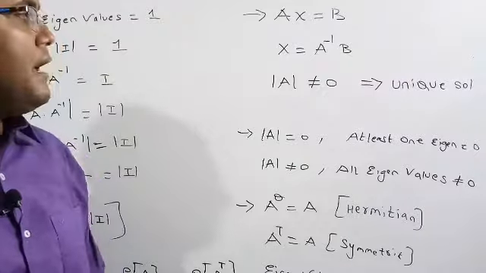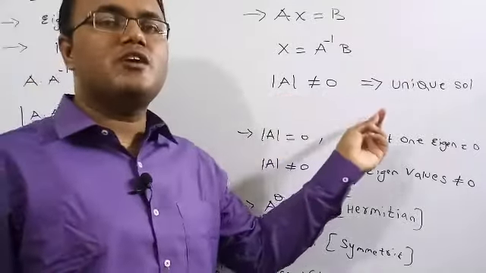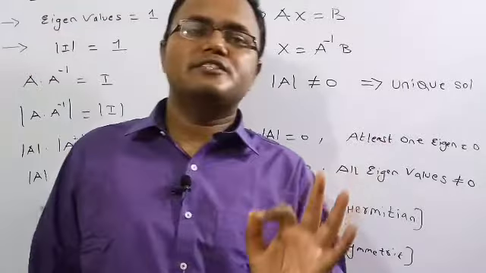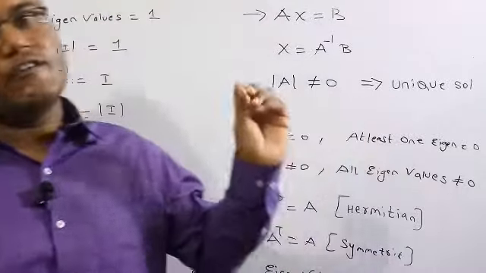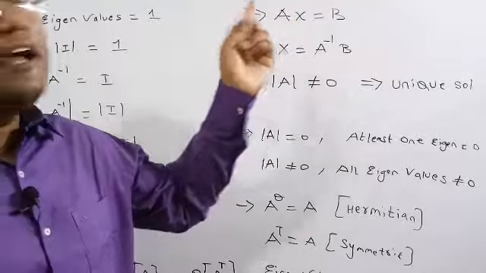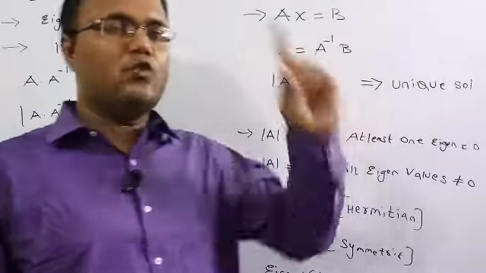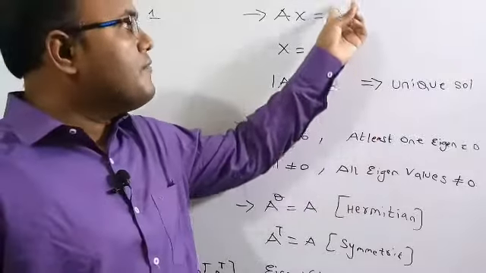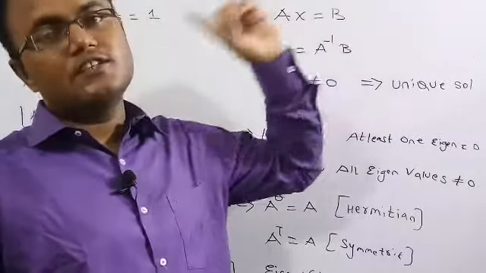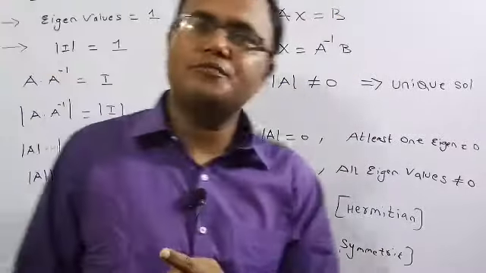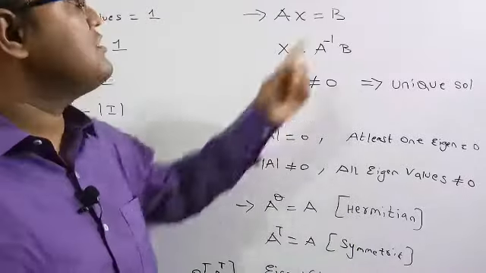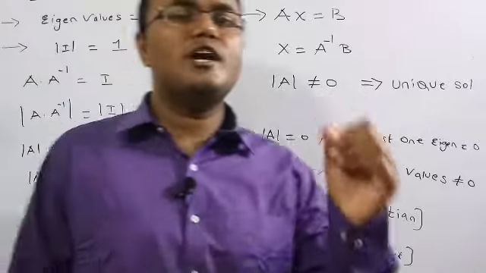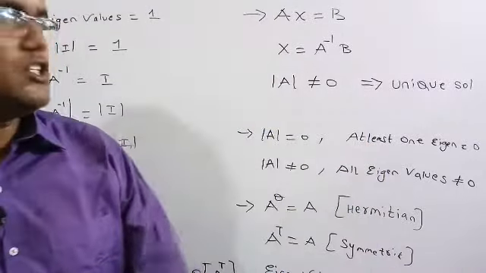And repeating it again, if the determinant of the matrix is not equal to 0, one thing is certain: there is a unique solution for all the equations present in this matrix form. These equations can be either homogeneous or non-homogeneous. For homogeneous, the matrix B is a zero matrix. For non-homogeneous equations, the matrix B is a non-zero matrix, meaning at least one element in the matrix B is non-zero.